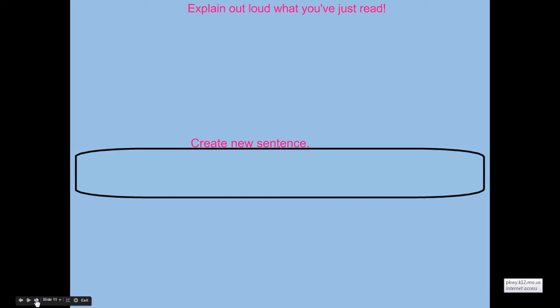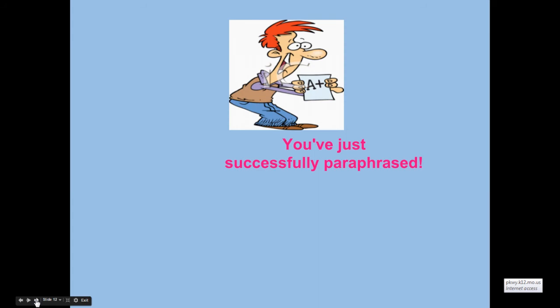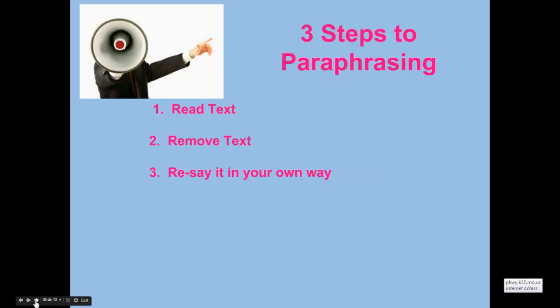I think this was about a guy who was in a hurry and he bumped into a lady at the grocery store and knocked over a bunch of fruit. That is a paraphrase. I put it in my own words, but that's basically the gist of what I read. When we want to paraphrase, first we read the text, then we remove that text, and third, we re-say it in our own way.